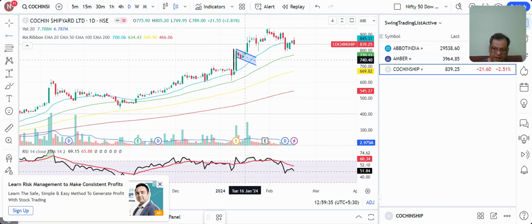You can take an entry here. Since we have a spike, you can take an entry above the high just to be safe. See, the close is 789, the high is 805. You can take an entry here just outside the flag pattern, or you can choose to go above the spike to be on the safer side and avoid the volatility at the start of the day. It's better that you take it at 806. A few rupees here and there won't matter. It's better to be safe than sorry.